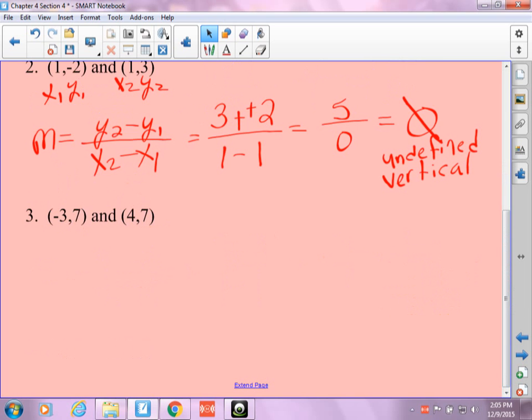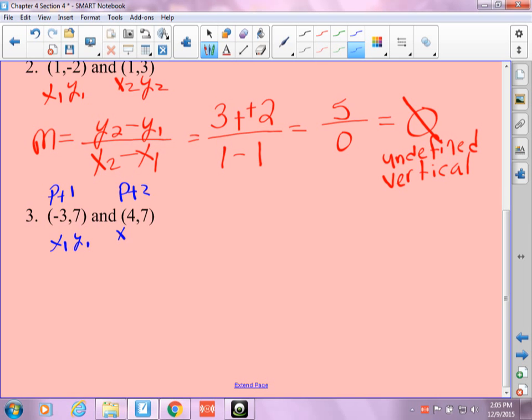All right, last problem on this set. I got point 1, point 2, x1, y1, x2, y2, formula. And again, I see about 3 of you, you're like, I'm not writing the formula down. I'm not labeling the points. That's fine. But when you get to your homework, I hope you remember, because if you don't do it on your homework, I'm not going to accept it. I need that formula. I want it down.